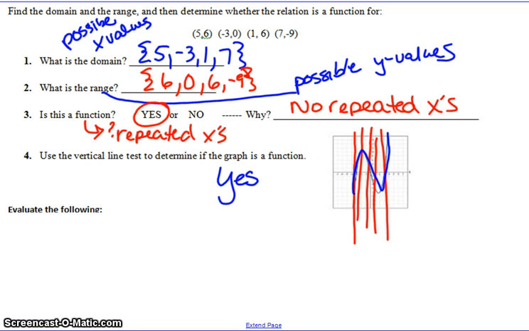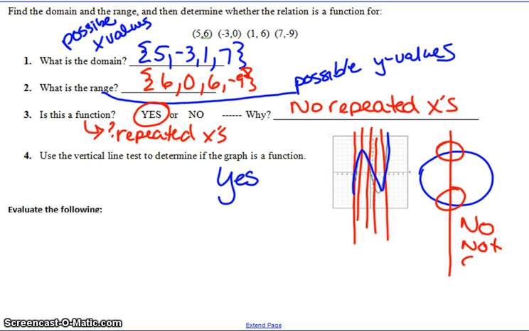All right. If I had an example like this, an ellipse, now when I draw my vertical line, it touches in two spots. Then your answer here would be no, it's not a function, because this value here has a value up here and here. So it fails the vertical line test, not a function. Sorry, I was writing and talking.